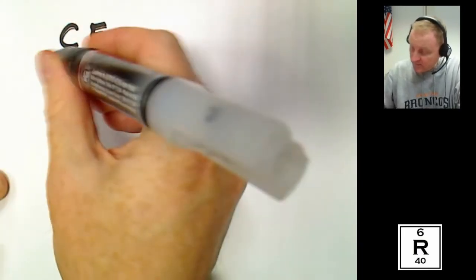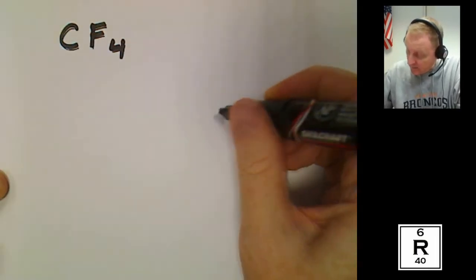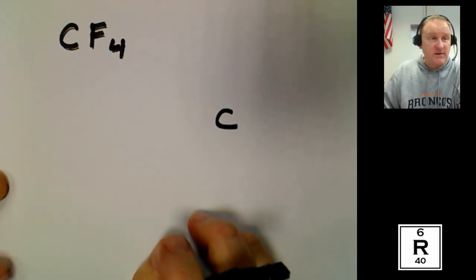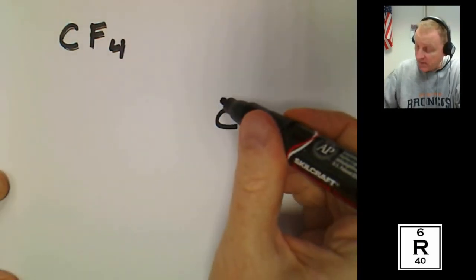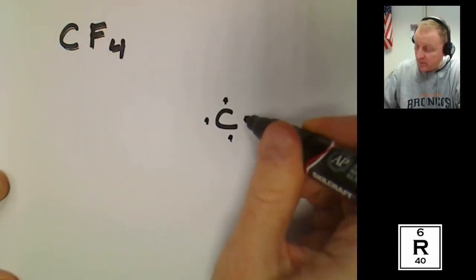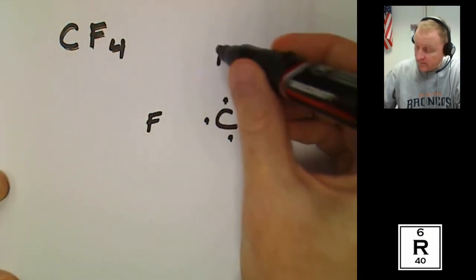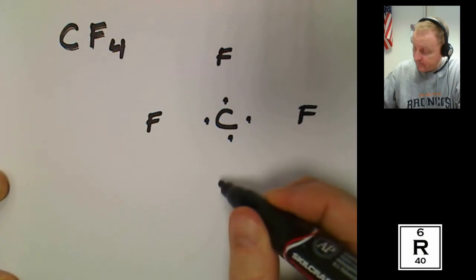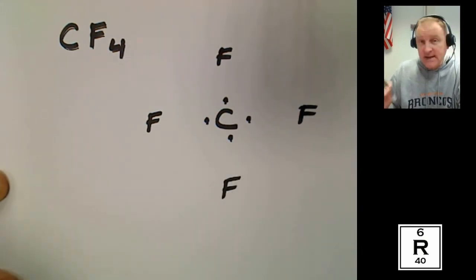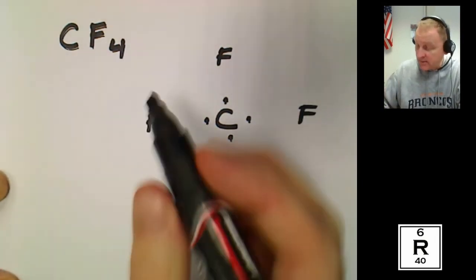We've got a carbon. The first one should be our center of our molecule. So we put a carbon, and carbon has 4 valence electrons. So let's put those apart first. 1, 2, 3, 4. And now we've got 4 fluorines. So let's put those on the 4 different sides of the carbon. And fluorine's got 7 valence electrons. So let's put that on there.